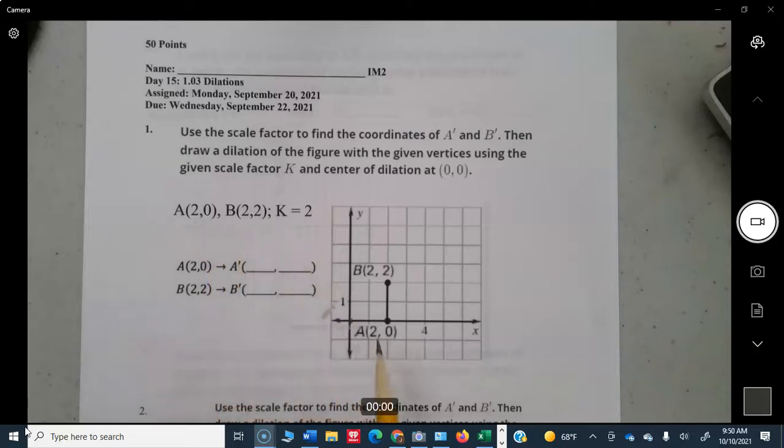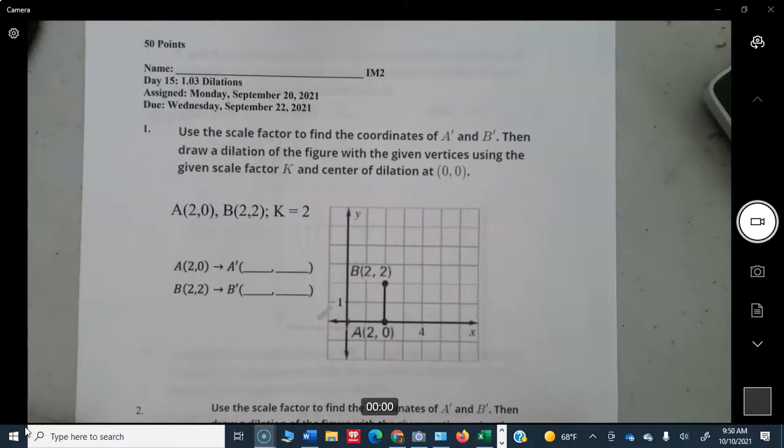So 2, 0 would be 1, 2 to the right, and then 0 up and down, so you would end up at that point right there. 2, 2 would be positive 2 to the right, and then the second 2 means you go up 2, so 1, 2, so it's that point right there. Okay? And so what you're going to do is make this line, the K factor is how much you're going to multiply each of these numbers by. So in effect you're going to make the line twice as long.